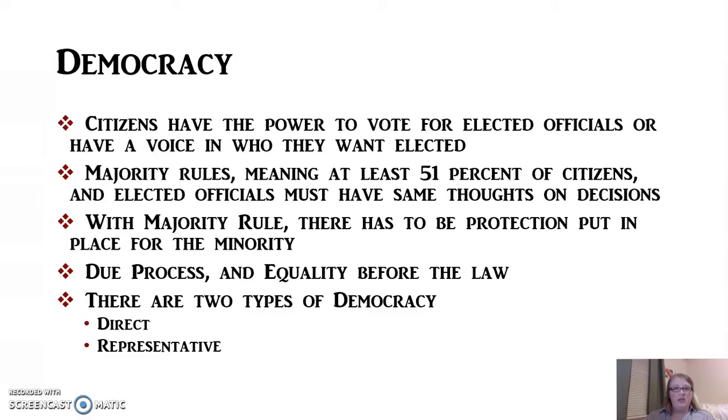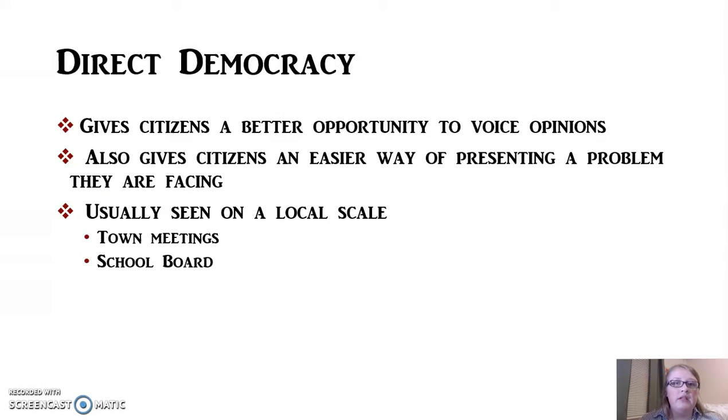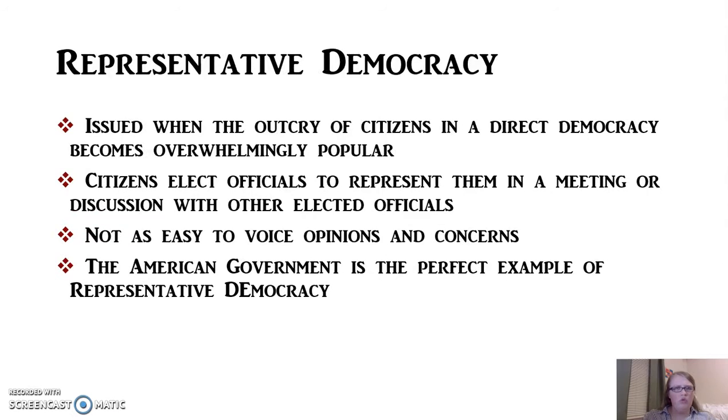Now, there are two types of democracy, direct and representative. The first one we'll talk about today is direct. Direct democracy gives the citizens a better opportunity to voice their opinions. It's an easier way for citizens to present a problem they are facing. But direct democracy is usually seen at a local scale, at town meetings or school boards, where they can talk face to face with the people that are voting on a particular item or bill.